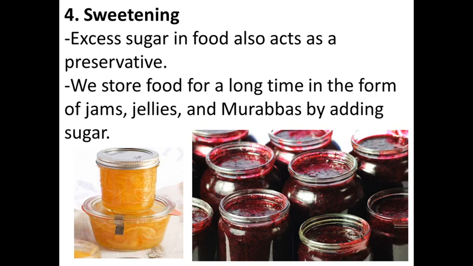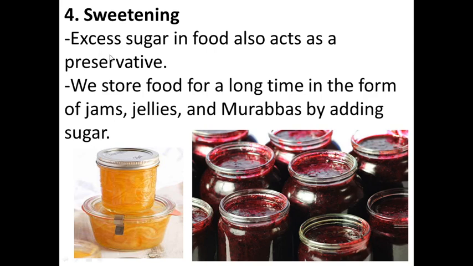Remember the key words. Preservatives means what? The things that we use to preserve food are known as preservatives. So salt, sugar, oil, vinegar, all these things are known as preservatives. When we are adding sugar in food, that process is known as sweetening. Here we are adding sugar.